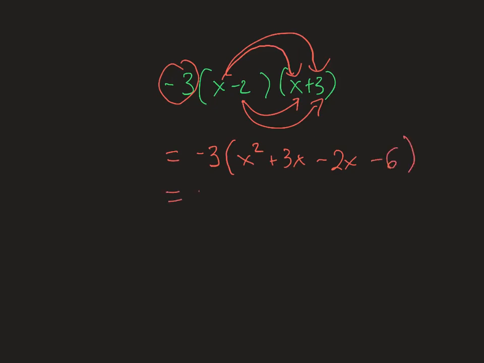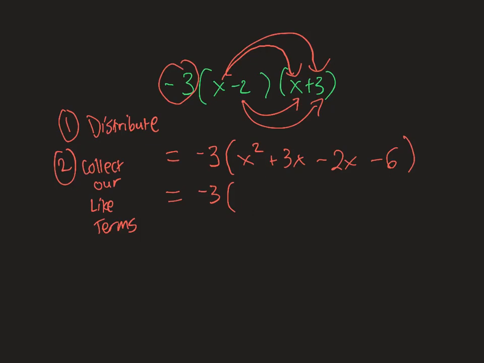Once again, we are then going to collect our like terms. So 1, we distribute. 2, collect our like terms. Okay, so once again, what are our like terms? Well, 3x and -2x, they're definitely like terms. So plus 1x, because 3 minus 2 is 1, and then minus 6.